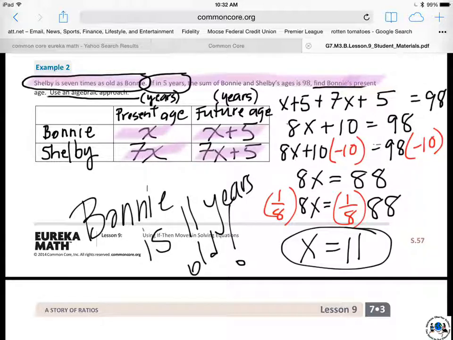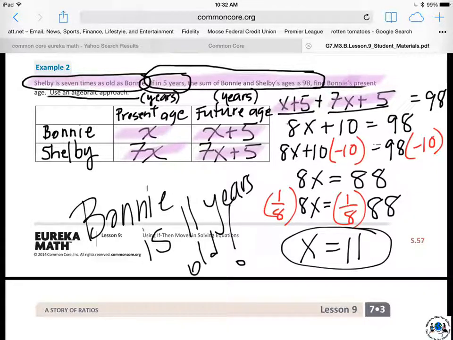So we want to find out if in 5 years, the sum of their ages is going to equal 98, then we're going to need the expression for Bonnie's future age, which is right there, x plus 5, and Shelby's future age, which is 7x plus 5. So these treated separately, this is Bonnie's future age, Shelby's future age equals 98. Okay, so that is our initial equation.